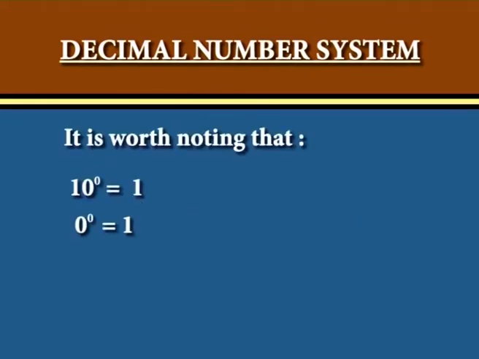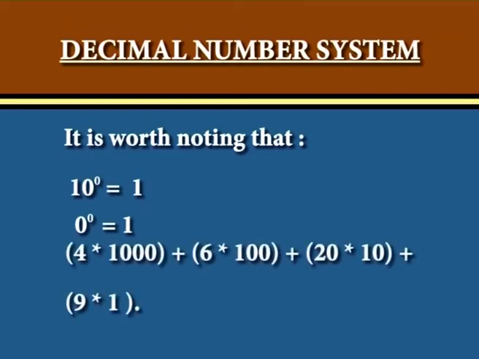It is worth noting that any number to the power of 0 is 1. Even 0 to the power of 0 is 1. Hence, the value can be written as 4 multiplied by 1000, plus 6 multiplied by 100, plus 2 multiplied by 10, plus 9 multiplied by 1.